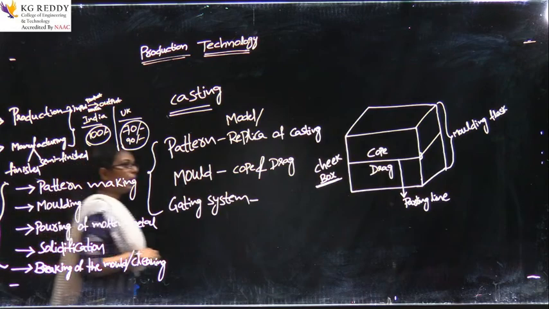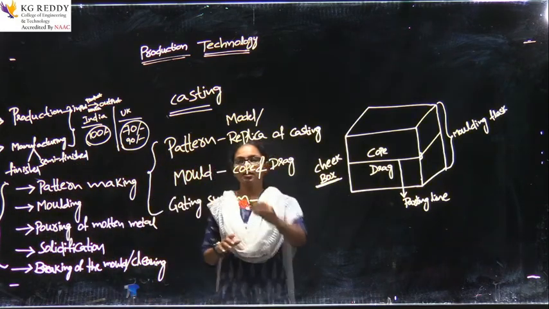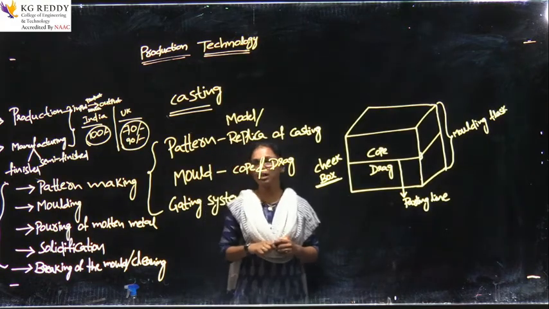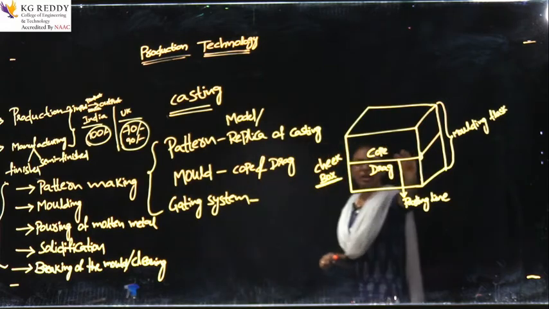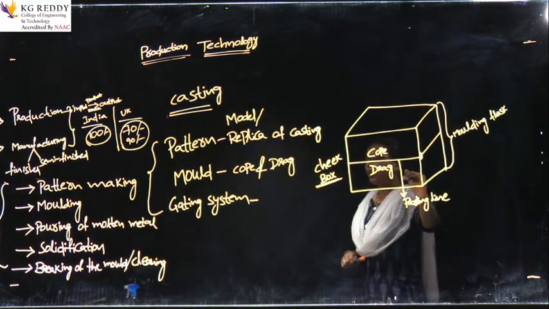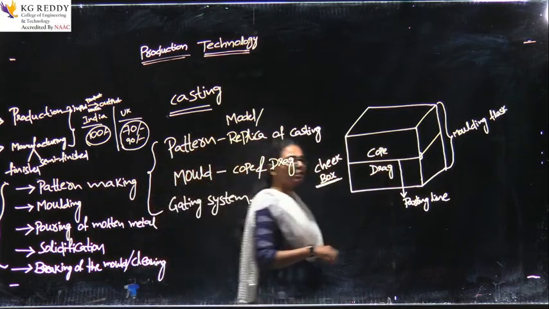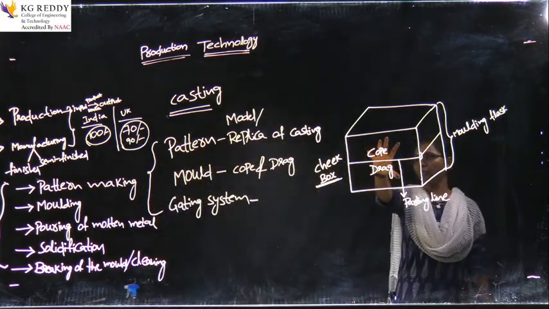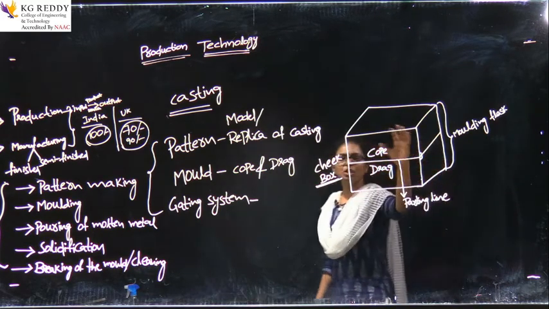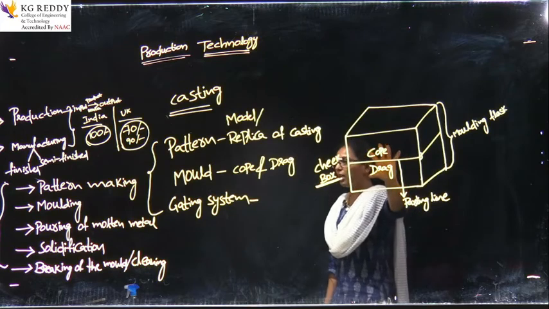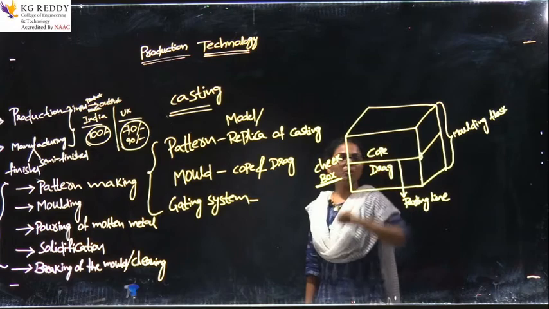Moulding, as we have already discussed, has two portions in the mold making process: one is the cope and the other is the drag portion. Whatever pattern we made in the first step will be placed in the mold box, and when we remove the pattern, the same impression will be formed within the moulding flask, because this flask is completely filled with the moulding material.